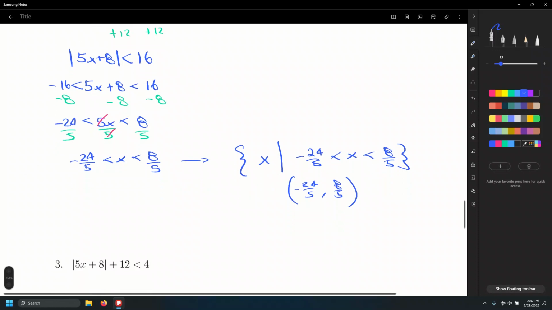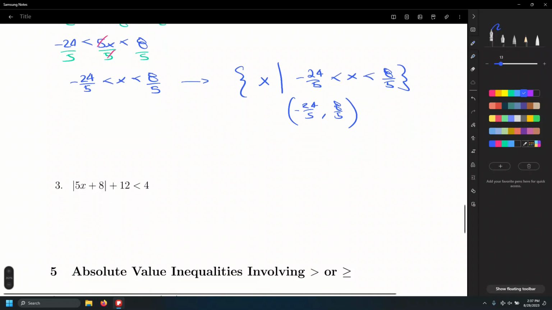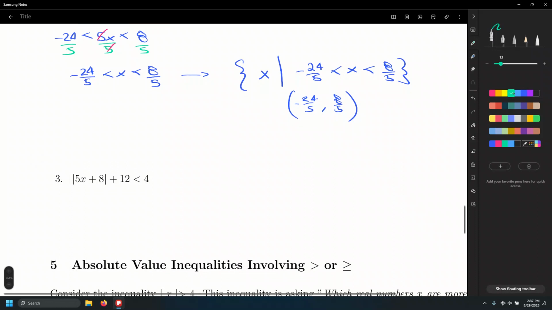All right. Let's look at number 3. All right, number 3, and again, make sure to leave that absolute value expression by itself. And again, let's subtract the 12 on both sides. That's going to give us the following: absolute value of 5x plus 8 less than negative 8. Now, let's talk about this statement right here. What about it? No solution. What was your input here? But why is that a no solution?